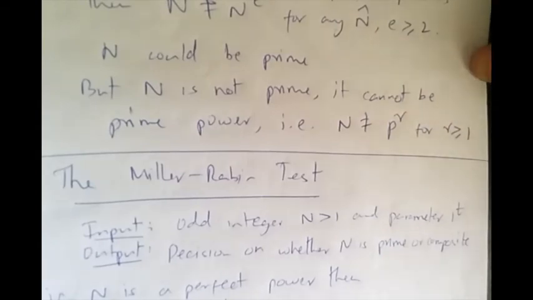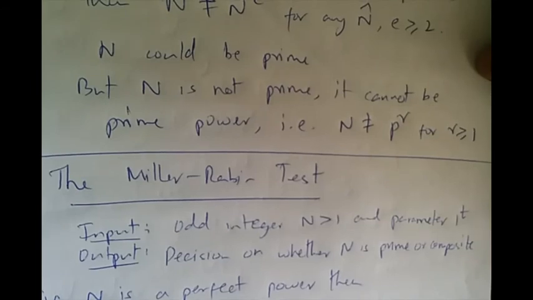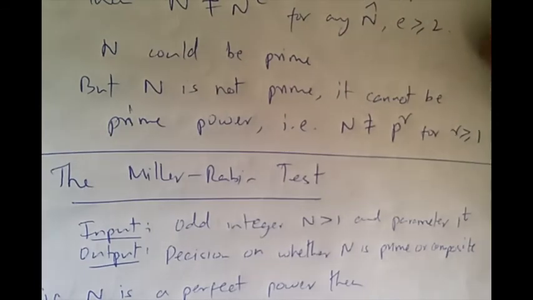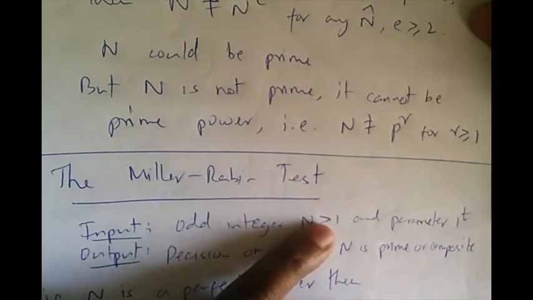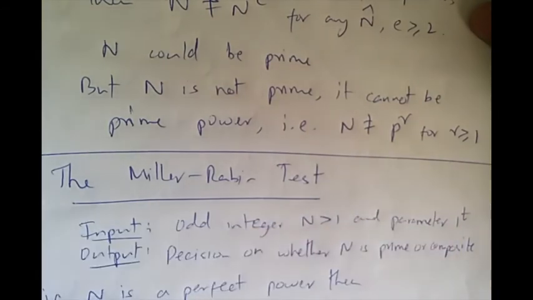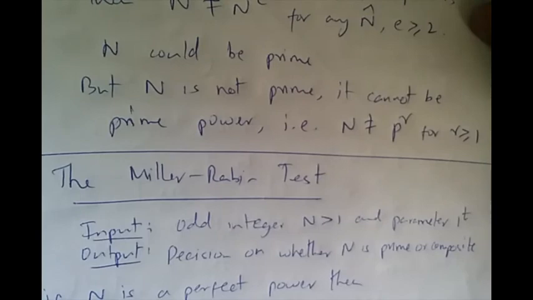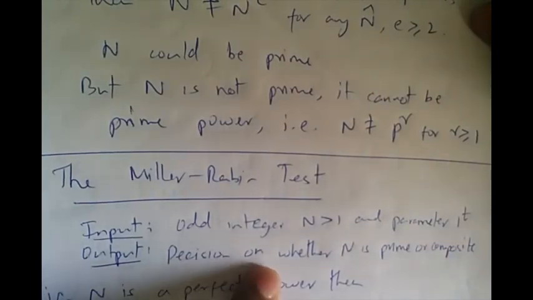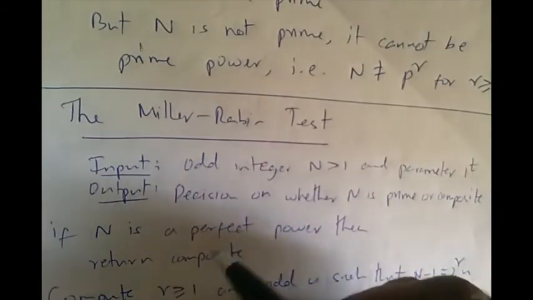Okay, so I'll just describe the Miller-Rabin test, which is going to take advantage of this perfect power test and the number of strong witnesses. The input to the Miller-Rabin test is going to be an odd integer n, and a parameter t, which is going to capture our confidence level. How confident do we want to be about the primeness of n? The output is a decision whether n is prime or composite.